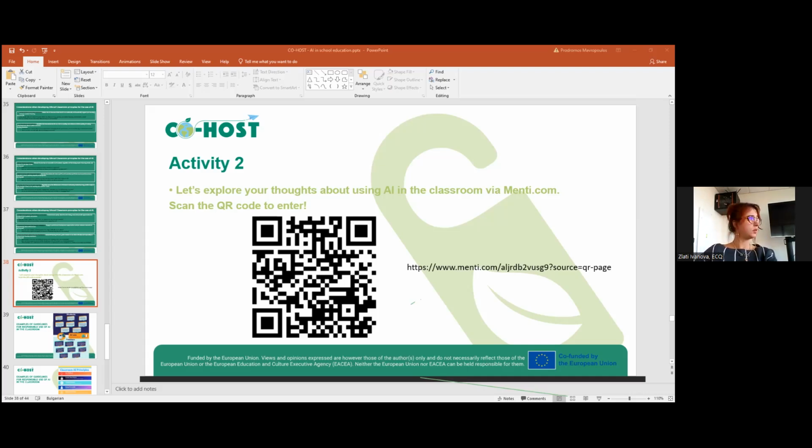Are you able to see? Do you see it? Okay. Actually, you can join us using this code here. You see at the top, if you go to menti.com and you use the code 23082918, it's going to go to the same page.